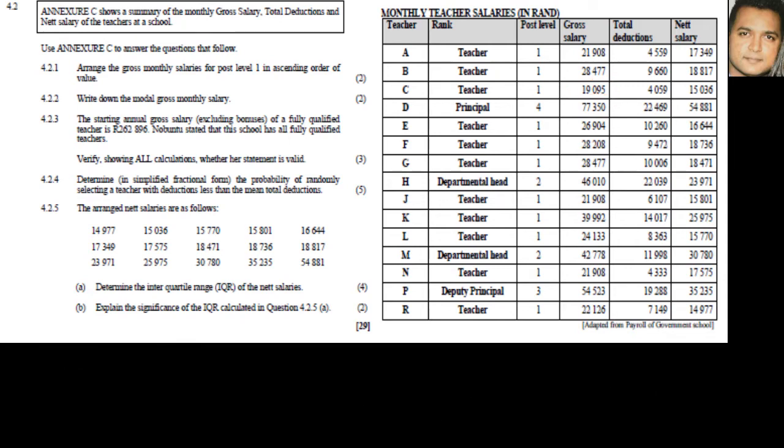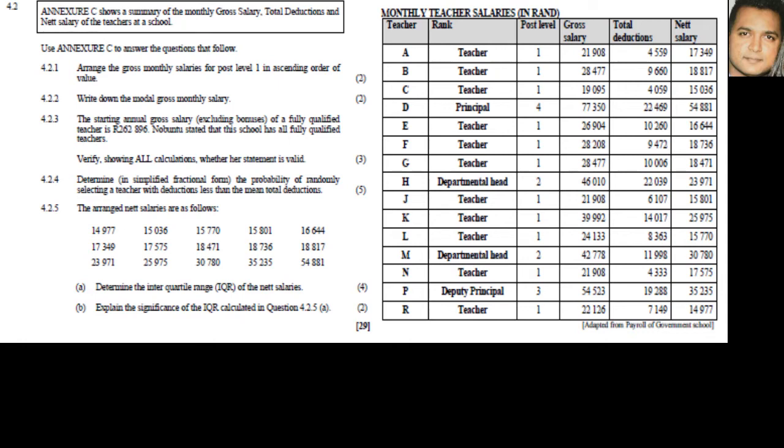Determine in simplified fractional form the probability of randomly selecting a teacher with deductions less than the mean total deductions. Okay, so there are a couple of things that we need to do. We need to present our answer as a simplified fraction. Remember that. They're asking for probability in this question, and the probability is about selecting a teacher with deductions less than the mean total deduction.